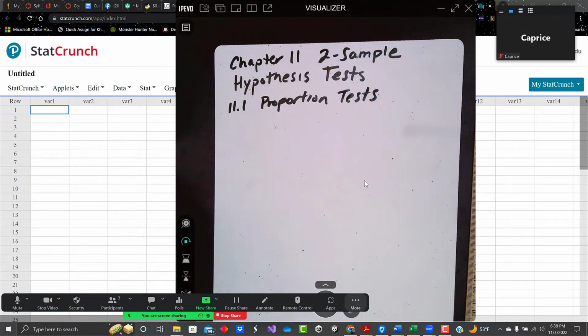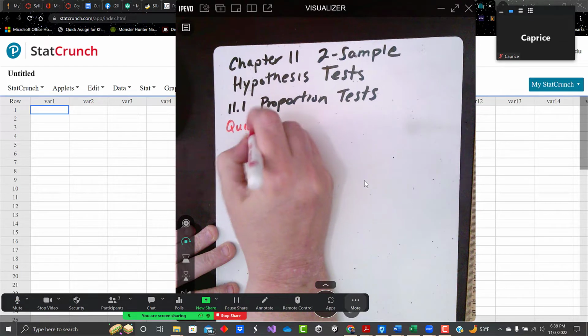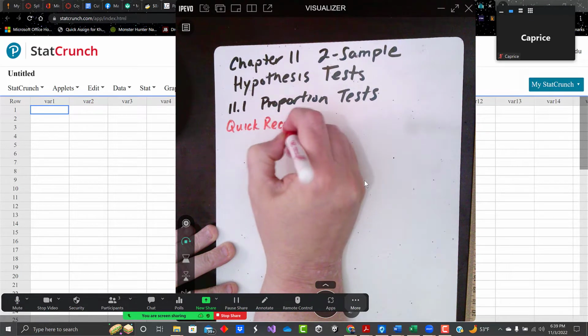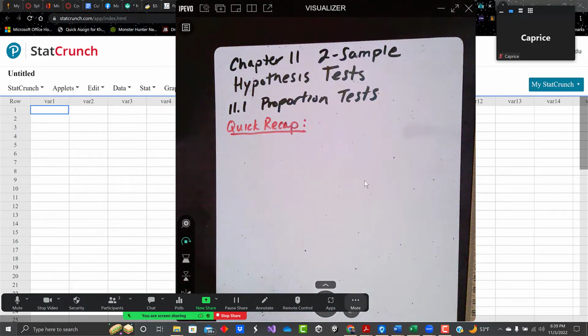Since we've gone through a chapter on hypothesis testing and a chapter on confidence intervals, I thought I'd do a quick recap on some of that stuff and how they connect. And we'll take a look at it as we're chugging along. So we looked at confidence intervals.